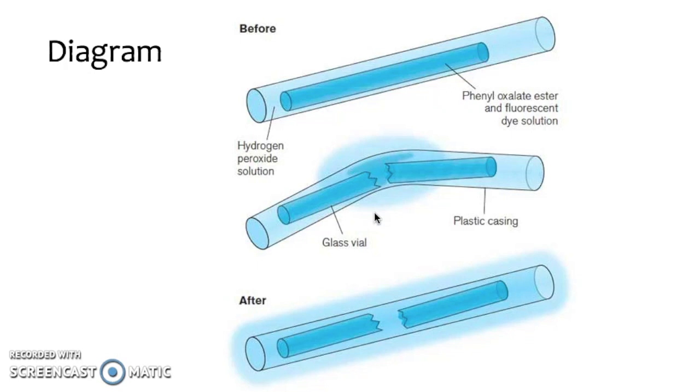This diagram depicts the glow sticks that we use in our experiment, but there are different types of glow sticks that have hydrogen peroxide inside the glass tube, for example. It varies with different glow sticks, but the chemical reaction is the same.